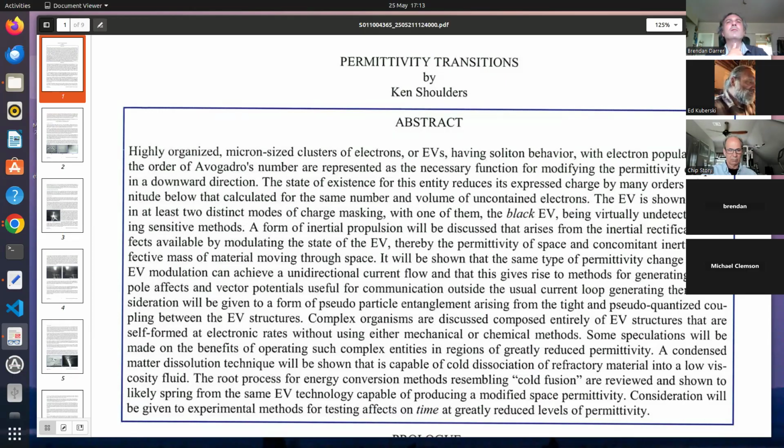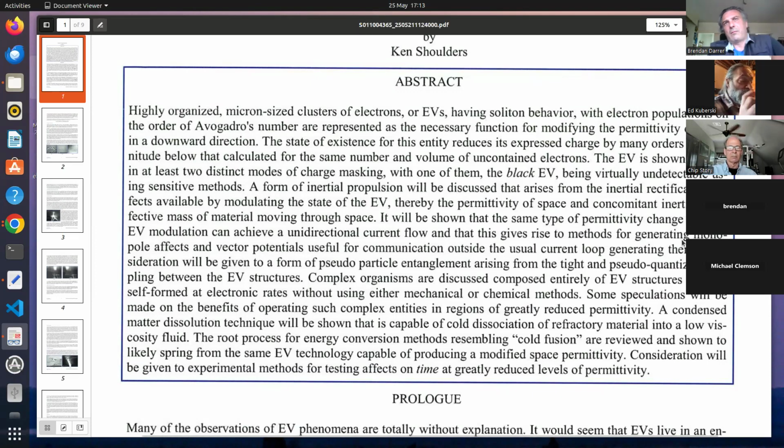The state of existence for this entity reduces its expressed charge by many orders of magnitude below that calculated for the same number and volume of uncontained electrons. And I believe the ratio is about 1,000 to 1, if I remember correctly. The EV is shown to exist in at least two distinct modes of charge masking, with one of them, the black EV, being virtually undetectable using sensitive methods.